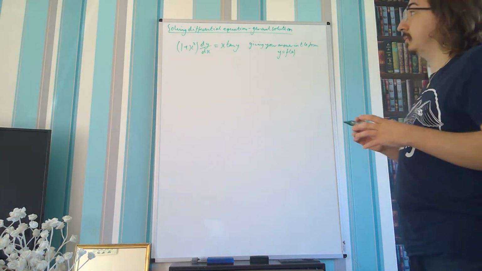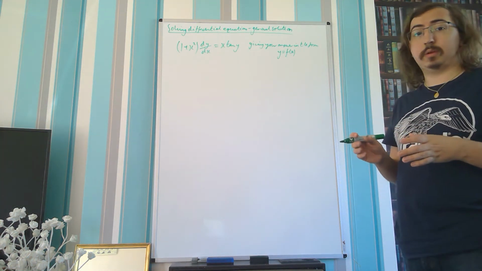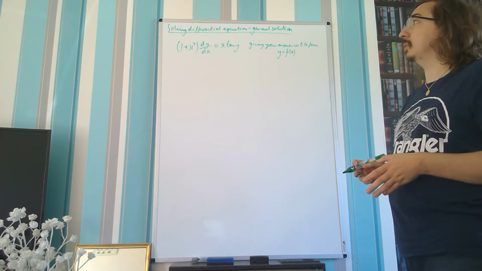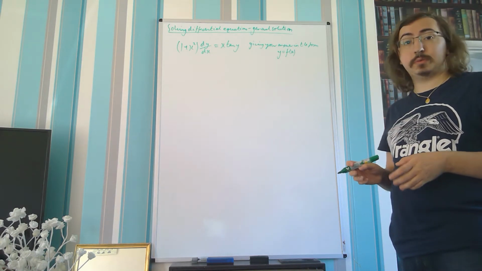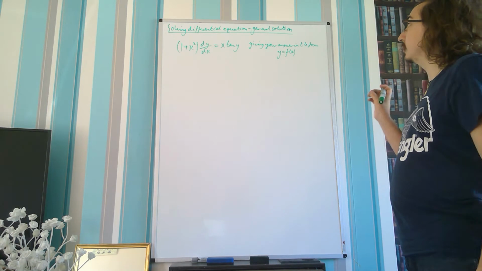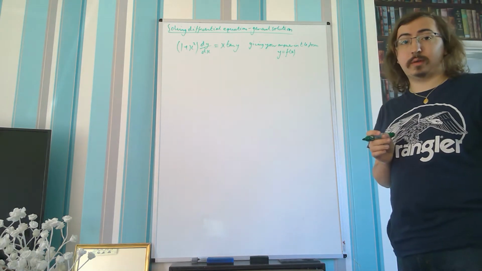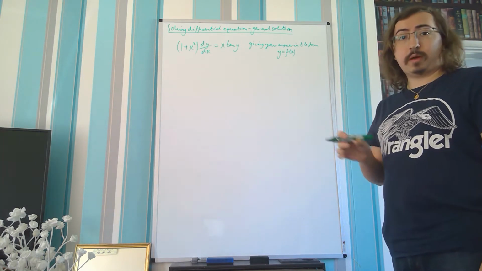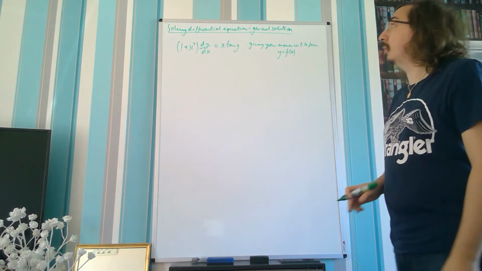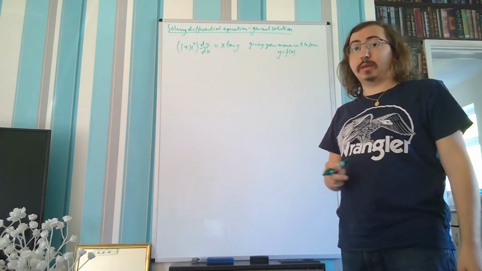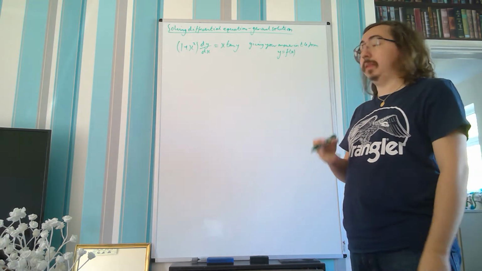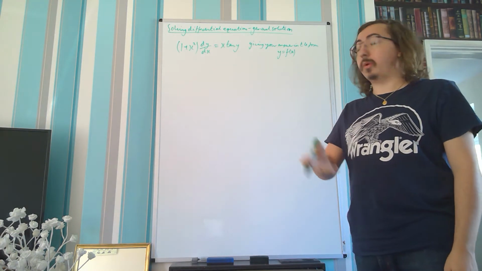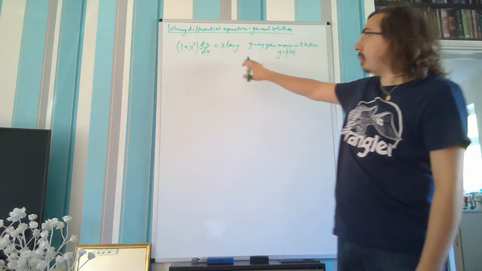So for this problem, I want to find the general solution to the differential equation (1 plus x squared) dy by dx is equal to x tan y. I want to give the final answer in the form y equals f of x. So we need quite a few stages for this one. We've got a trigonometric function in here, and with the differentials we're going to be integrating, so it's going to use quite a few different rules.